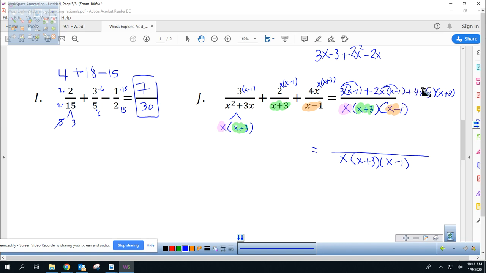And then my last one, I'm going to distribute here. That's going to be 4x squared. And then I have to distribute that to each piece. So I did multiply in order to figure it all out. Let's see, plus 4x cubed and plus 12x squared. So this right here is my numerator.